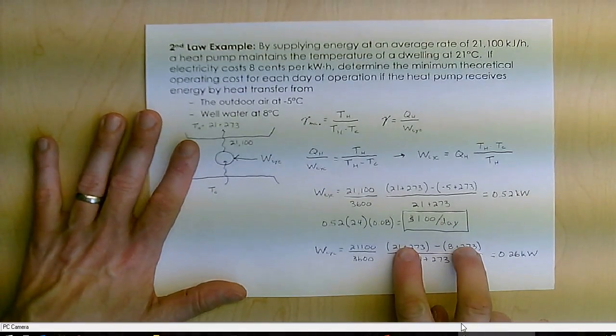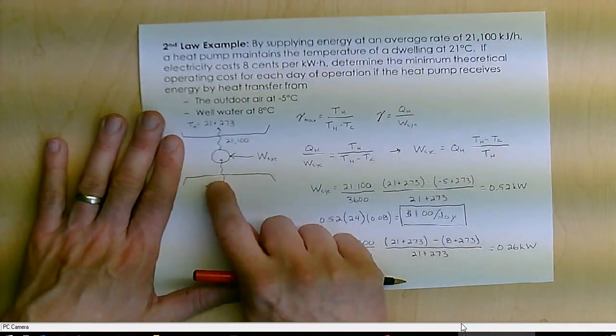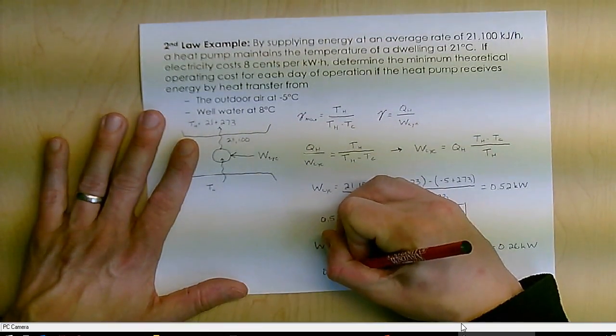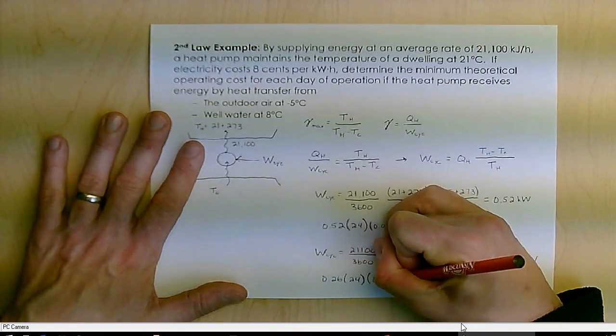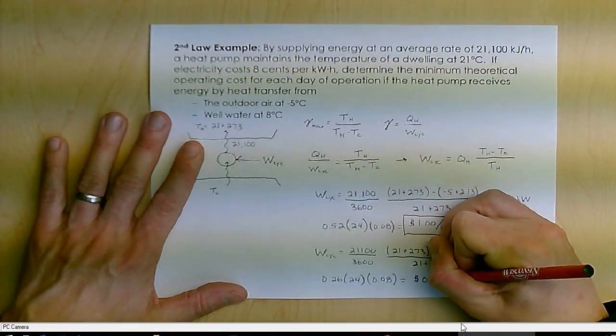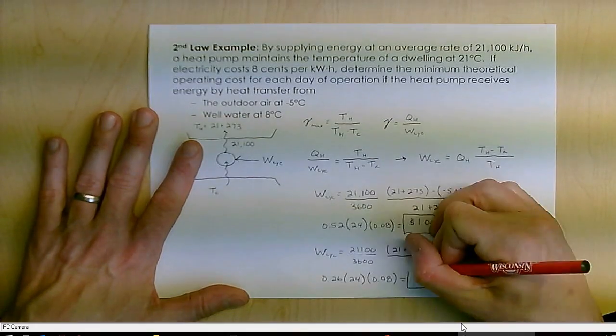Okay, so because I'm pulling it from a warmer source, I've got a smaller temperature difference, which means I have less work input for this one. Then I just take that 0.26 times 24 hours times 8 cents, and I get 50 cents per day.